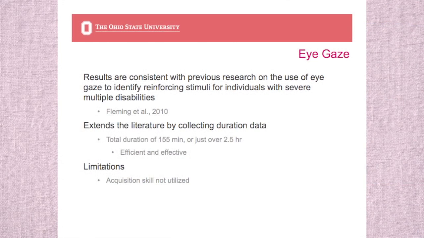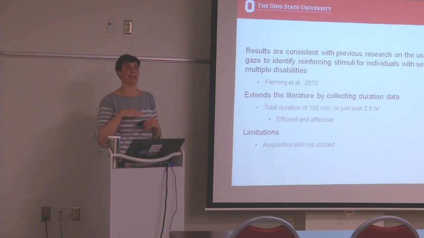So these results were consistent with what we found in the first study that we did with eye gaze. The total duration was an average of 155 minutes, or just over 2.5 hours. So I'm gonna point this out. A lot of people say, well, that's not efficient, okay? But for someone who cannot physically reach out and select something, I would say 2.5 hours is like nothing if that gives me access to teaching you new skills.